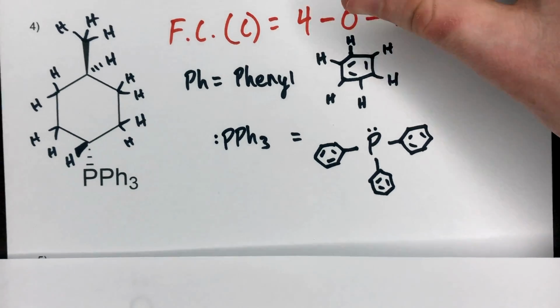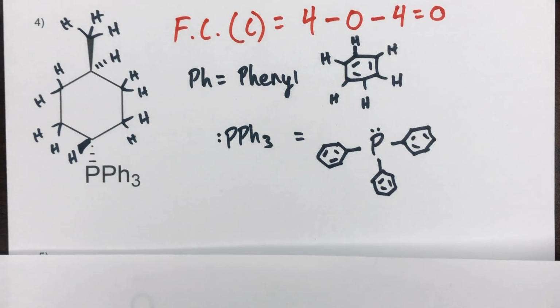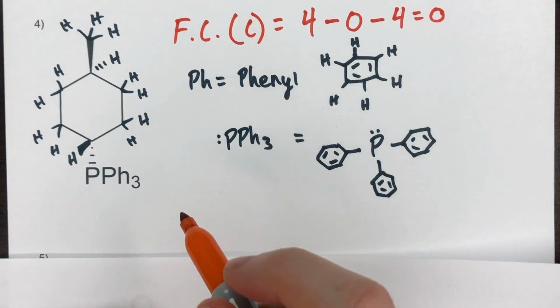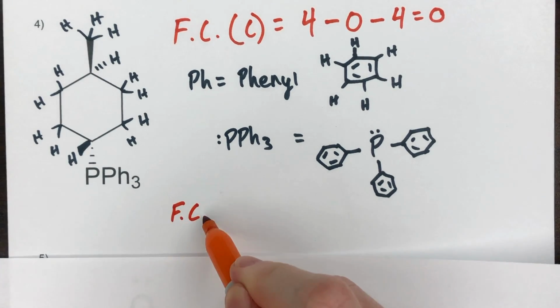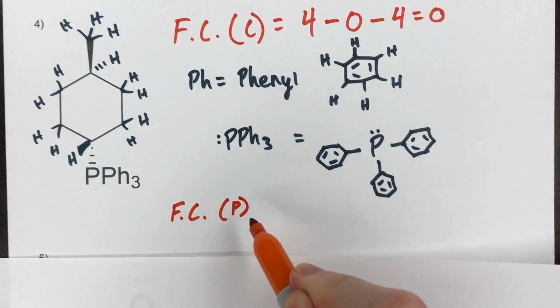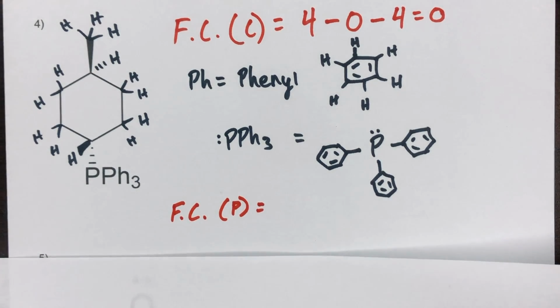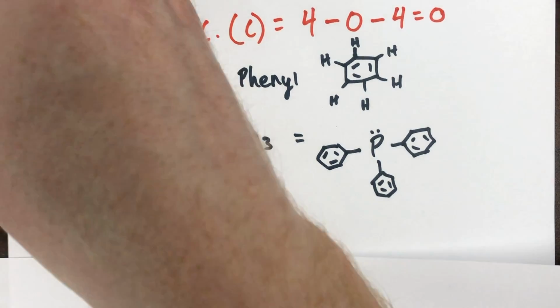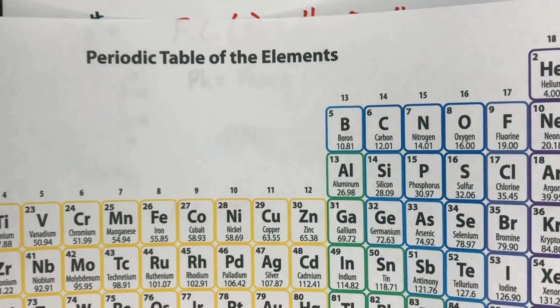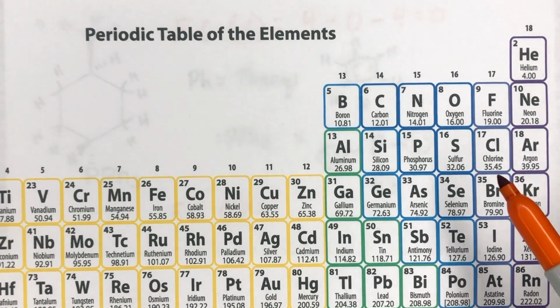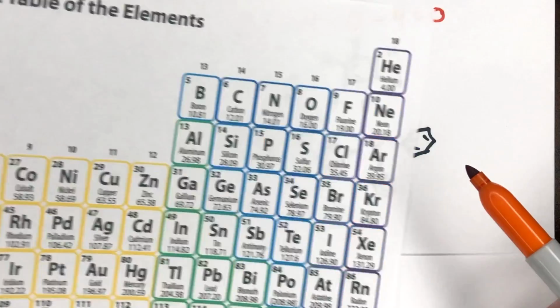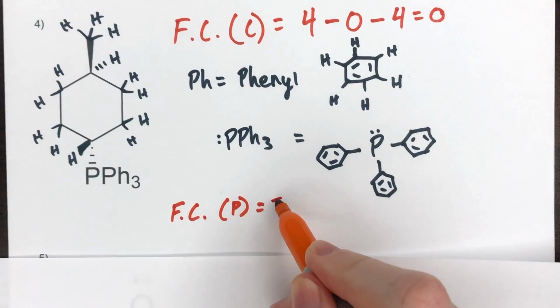To finish this question, we have to look at the formal charge of the phosphorus, since we looked at all the carbons in the benzene and in the rest of the molecule. Our phosphorus is a new atom in our questions here, so we need to look at our periodic table to see the valence number that phosphorus wants. Phosphorus is in group 15, so the number of valence electrons is 5. So we start with 5.